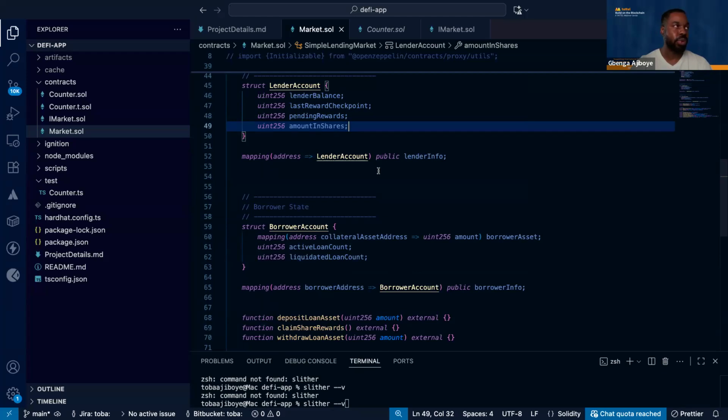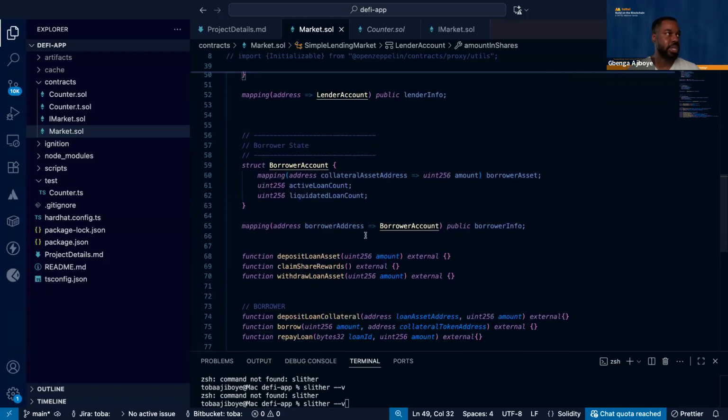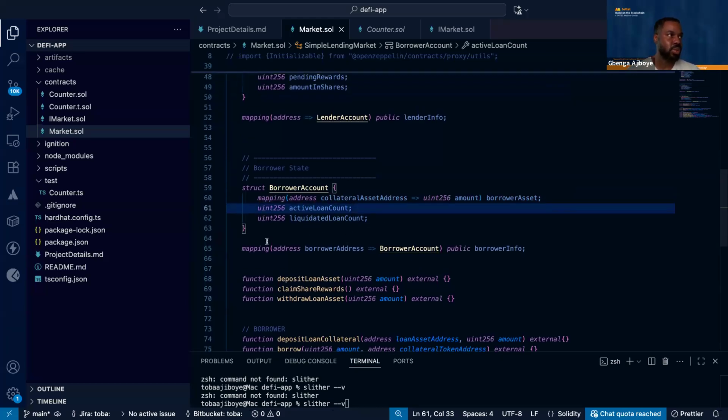So yeah, you can deposit, you can claim. This is the borrower state. The borrower state is a mapping of the borrower address to the borrower account. The borrower account has a mapping inside. I'm sure you've never seen this before, this setup where a mapping is inside the struct. It's possible to do that. The reason why we do this is we can actually have a nested mapping, but I think it's cleaner this way so that it doesn't look too convoluted.